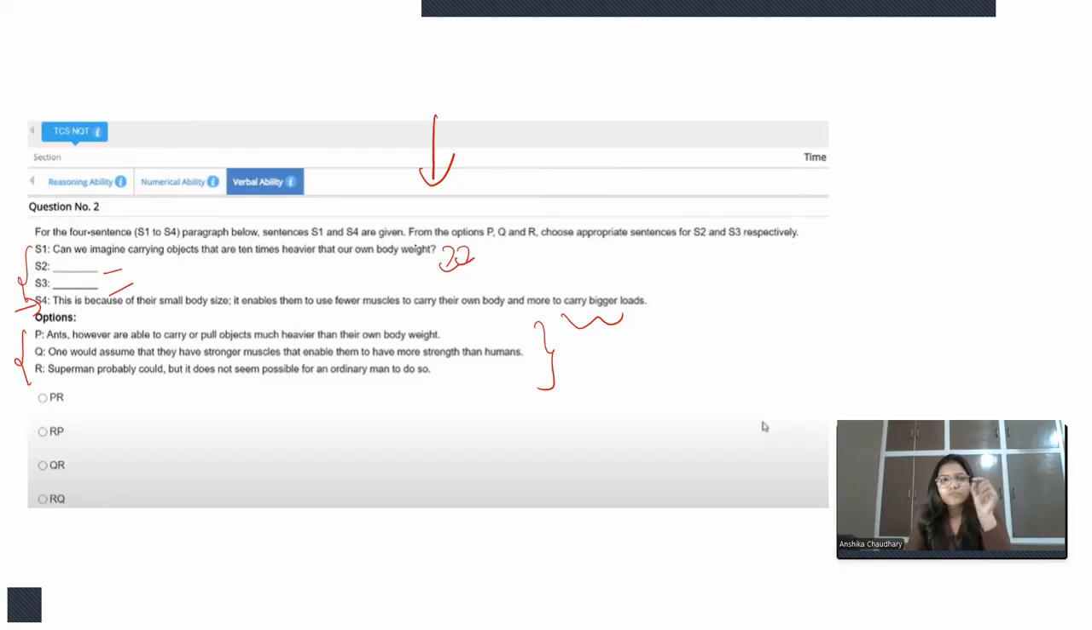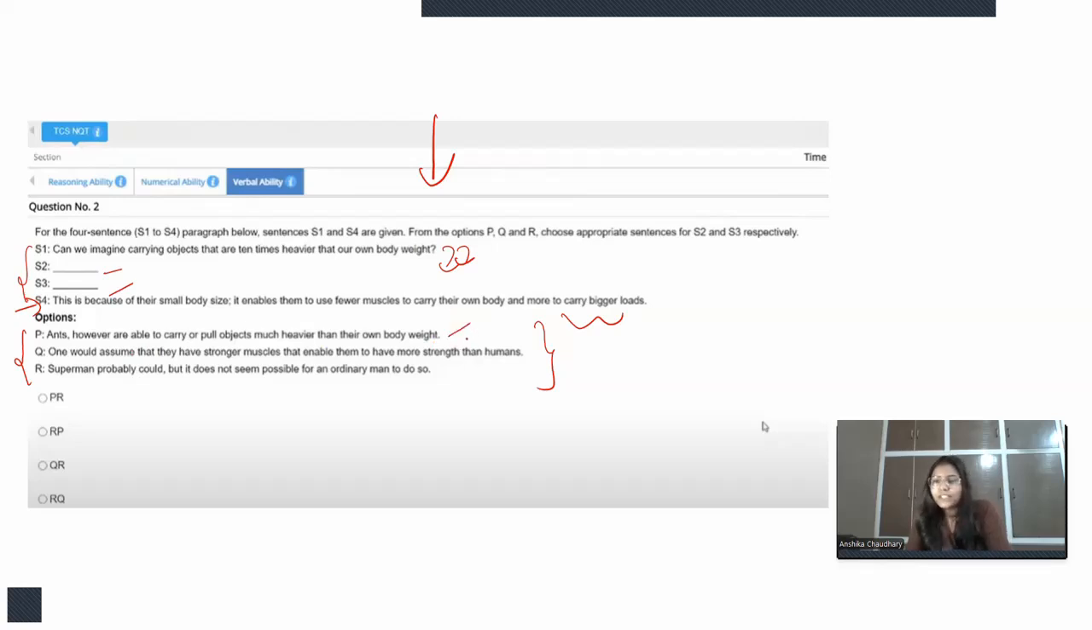So the next statement, statement 2, should be among these. Let's have a look at the options. So option number 1 is, after that, can we imagine carrying objects that are 10 times heavier than our own body weight? Okay, ants however are able to carry or pull objects much heavier than their own body weight.